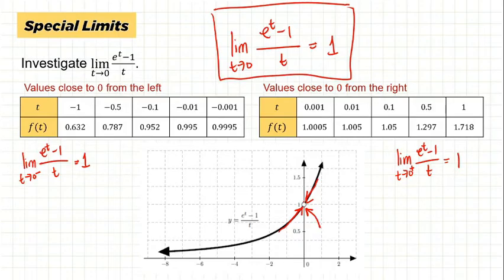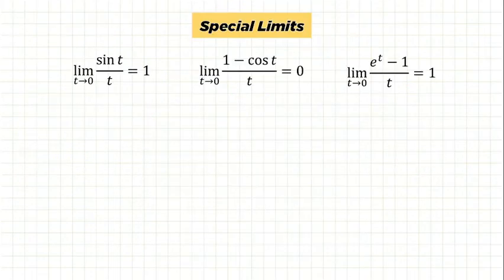Okay? So let's recall the three special limits. We have the values. Limit of sine t over t as t approaches 0 is equal to 1. Limit of 1 minus cosine t over t as t approaches 0 is equal to 0. And the limit of e to the t minus 1 over t as t approaches 0 is equal to 1. Okay? This equality will always hold if ganito siya. Kung ano yung variable dito sa sine, so t, dapat yun rin yung nasa denominator. If that's the case, the answer will always be equal to 1.